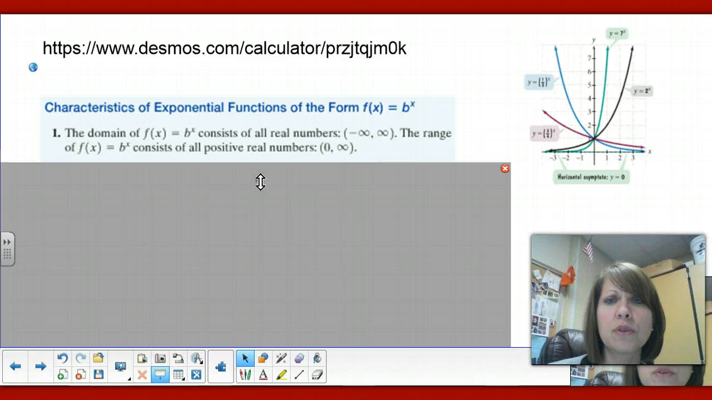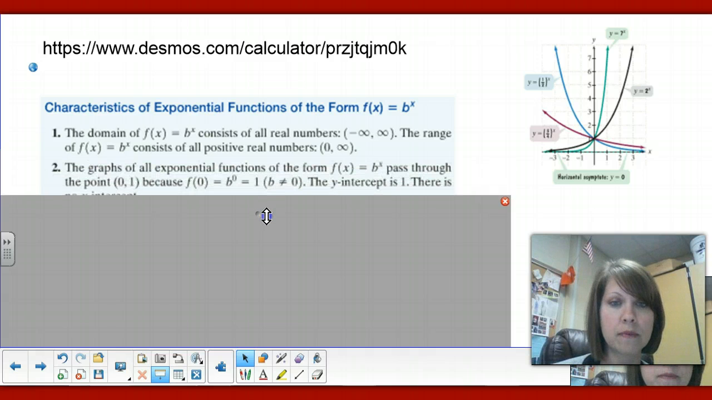So different characteristics, just basic characteristics of any exponential function, or your basic parent exponential function. The domain is negative to positive infinity for every one. The range is from 0 to infinity. And that is because y equals 0 is your horizontal asymptote. That can change from problem to problem. The domain will not change.